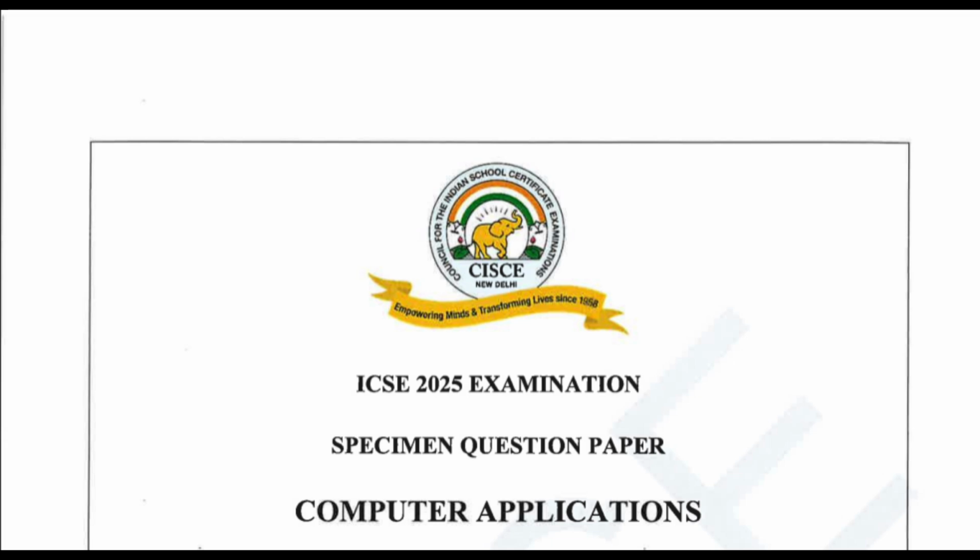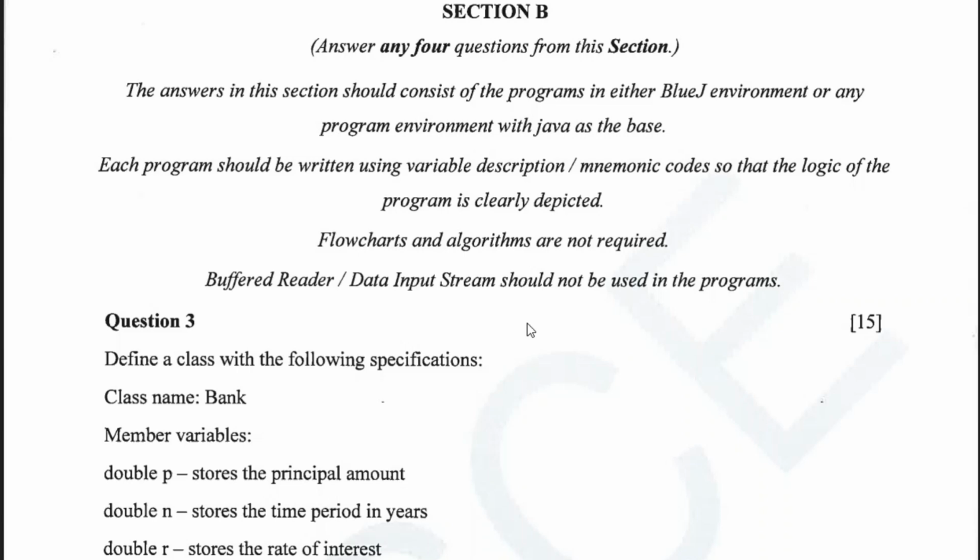Hello everyone. In this video, we will discuss Section B of the 2025 Specimen Paper, Program Question 3. The given question defines a class with the following specifications.